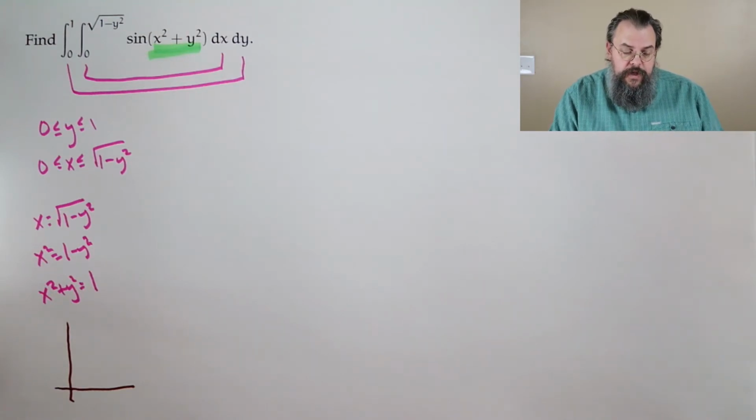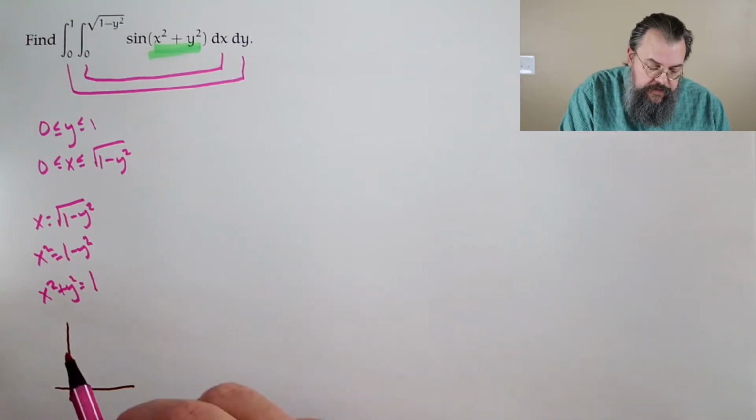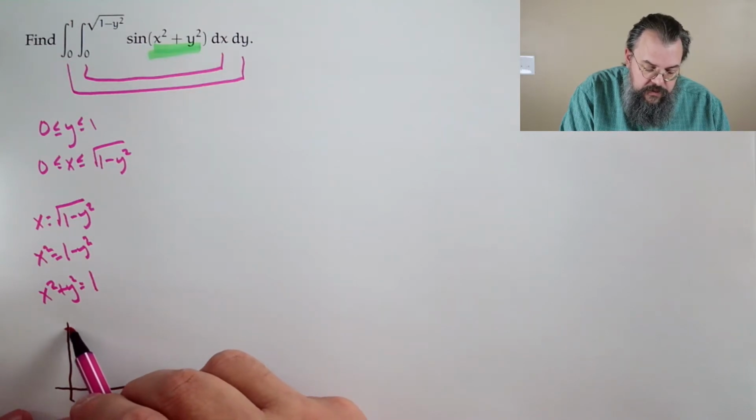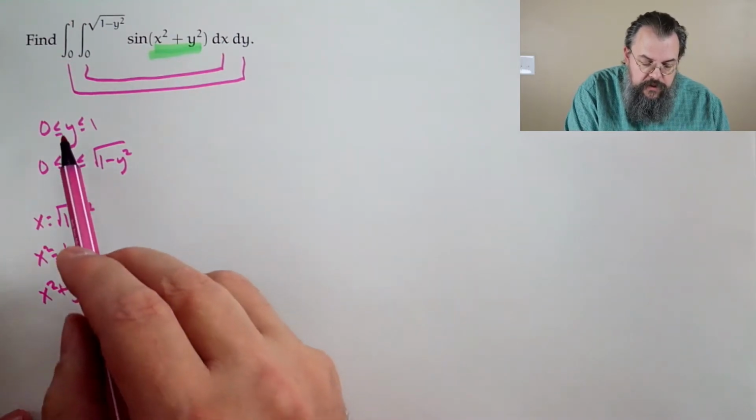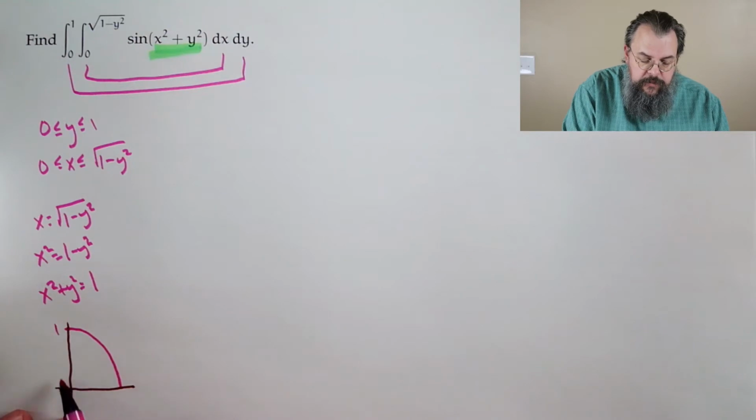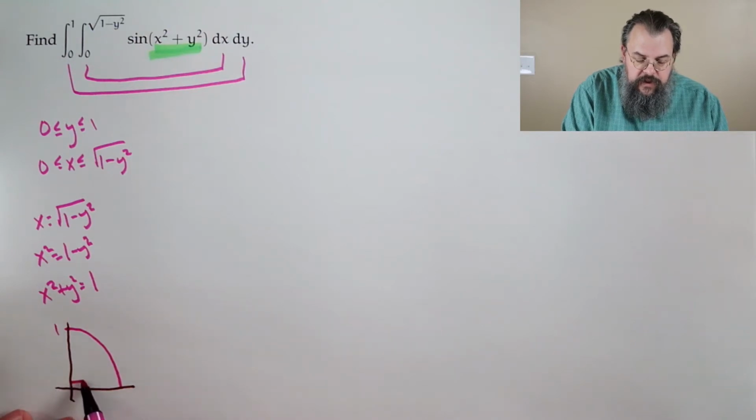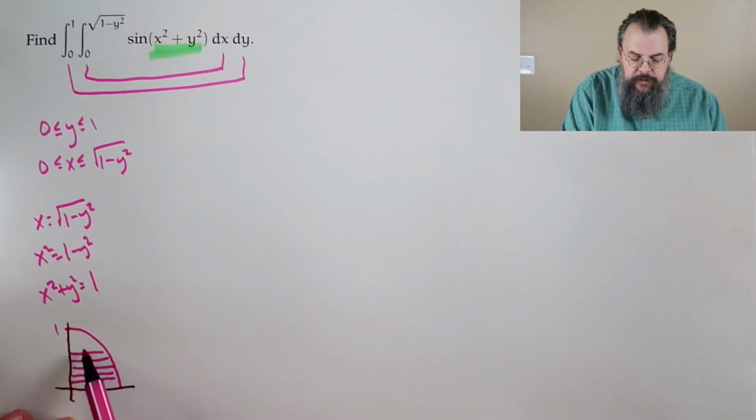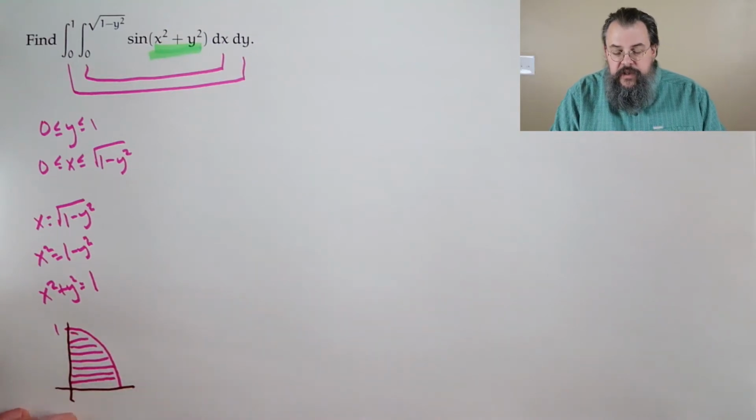So what do we know? Well, we have this bounding curve, that's a circle. We're told y goes from 0 to 1. Well, that's good. And x goes from 0 to the square root of 1 minus y squared. So that's how it's currently set up, if we think of it in terms of Cartesian coordinates.